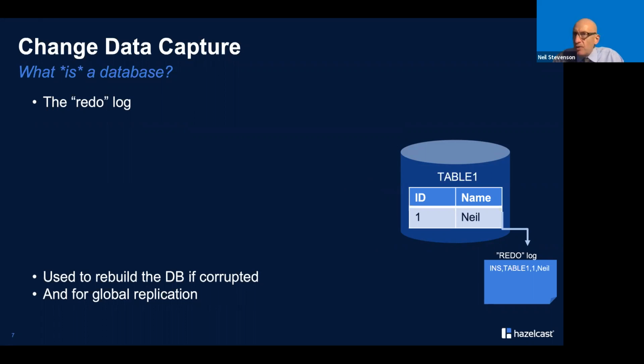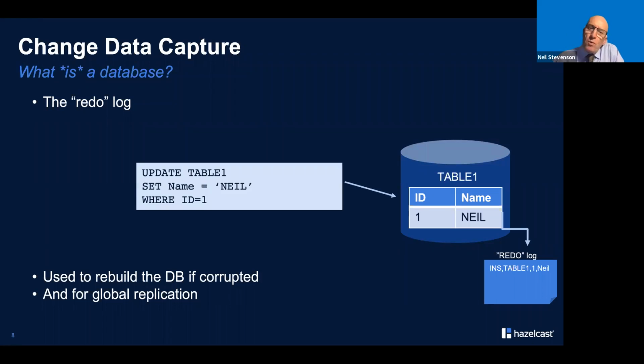It's how they rebuild the database if somehow it gets mangled. And they also use it for global replication if you've got a database that appears to be in London and New York or wherever. That's what it's for. So you do an insert. In this case, it's a table with 2 columns. The ID column is 1 and the name column is Neil for obvious reasons. And then there's an insert record in the redo log that says insert into table 1 with these fields for these columns.